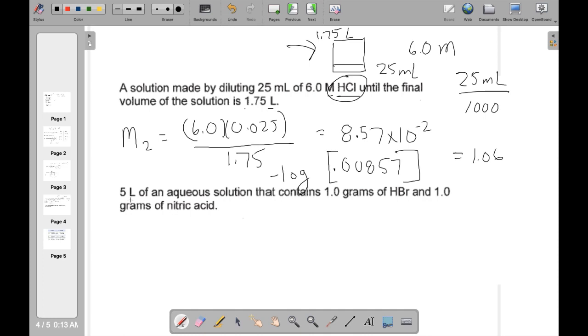Okay, the last one here: 5 liters of an aqueous solution that contains 1 gram of hydrobromic acid and 1 gram of nitric acid. Wow.